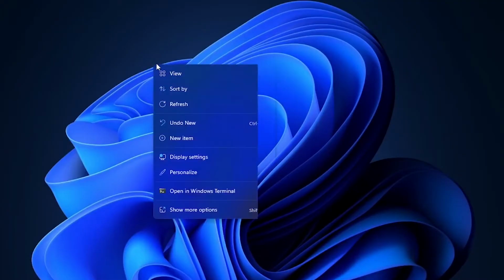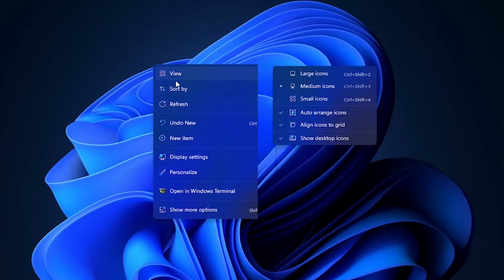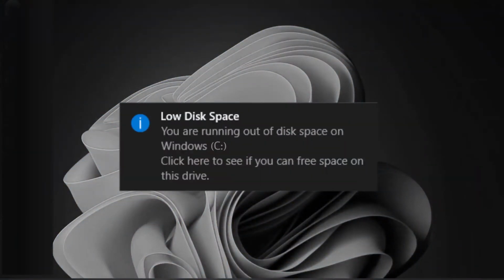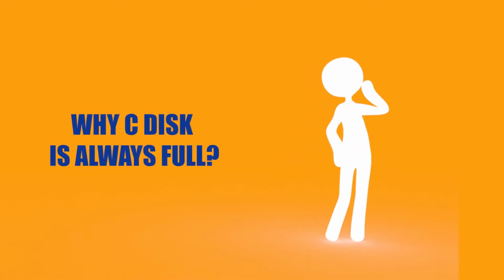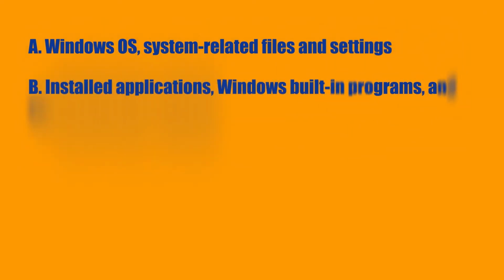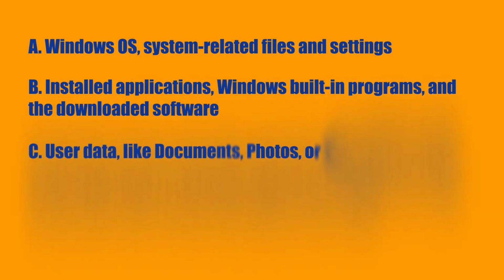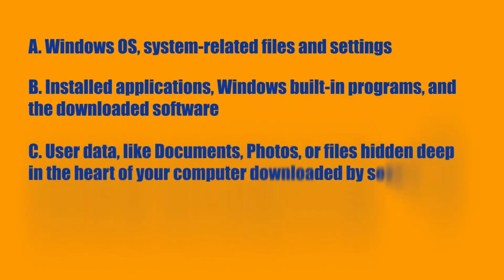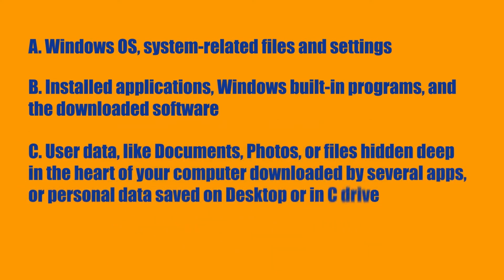Many of you face this problem and it may sound familiar to you: low C disk space. If you wonder why the C disk is always full, here are the most common reasons. Windows OS system-related files and settings, installed applications, Windows built-in programs, and downloaded software; user data like documents, photos, and files hidden deep in the heart of your computer, downloaded by several apps, or personal data saved on the desktop or in the C drive; cache files and junk files.